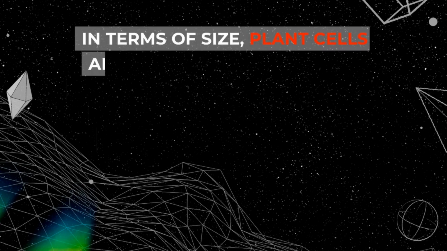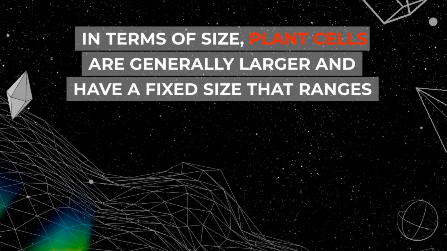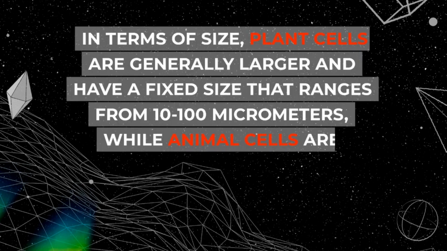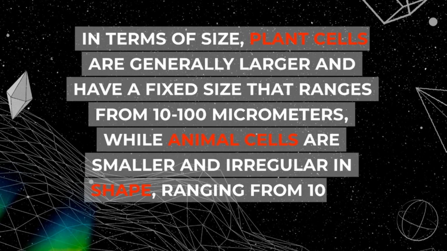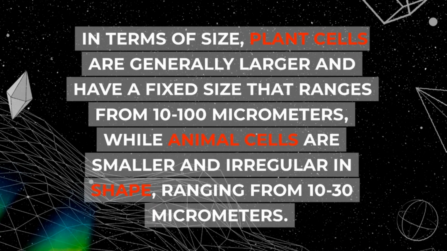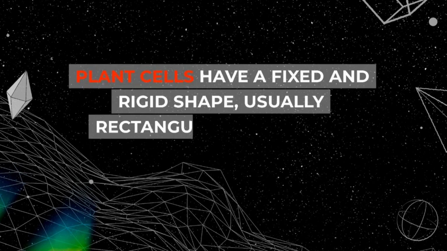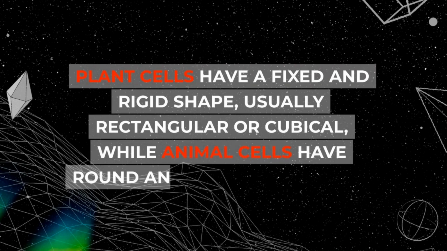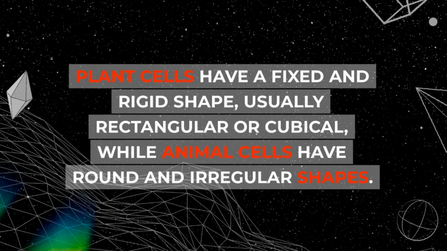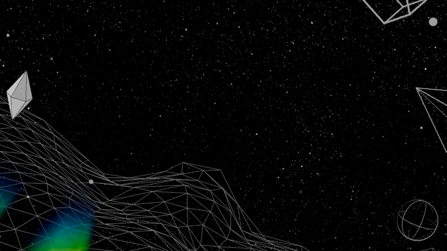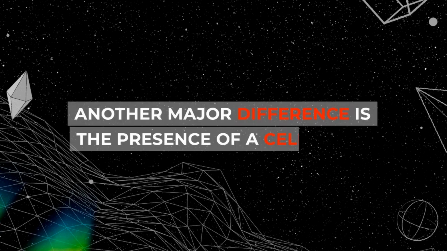In terms of size, plant cells are generally larger and have a fixed size that ranges from 10 to 100 micrometers, while animal cells are smaller and irregular in shape, ranging from 10 to 30 micrometers. Plant cells have a fixed and rigid shape, usually rectangular or cubical, while animal cells have round and irregular shapes. Another major difference is the presence of a cell wall.